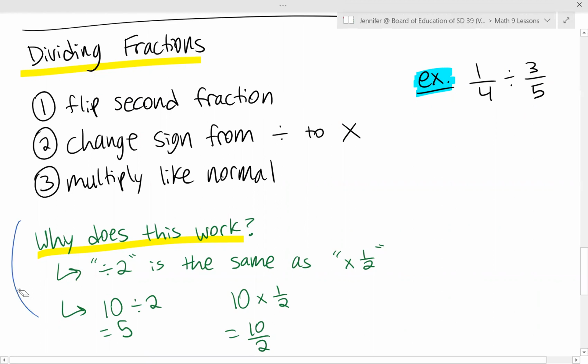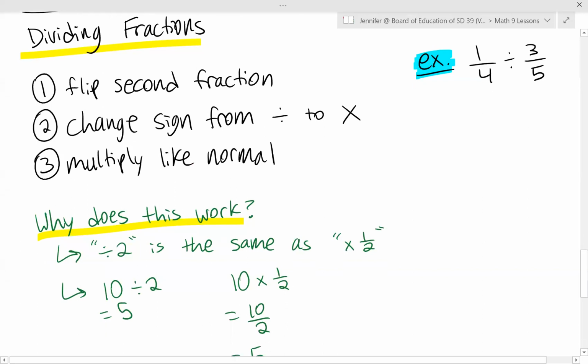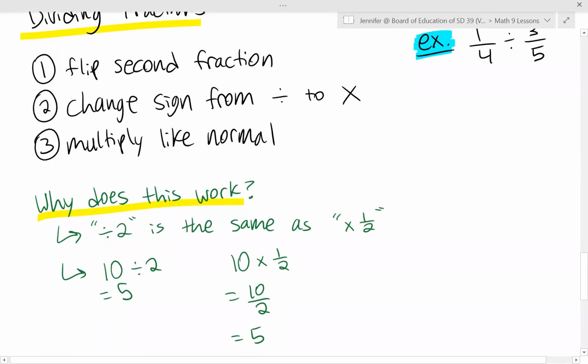And why does this work? Well, dividing by 2 is actually the same as multiplying by 1/2. We tested this out. If we took 10 divided by 2, that gives us 5. And 10 times 1/2 gives us 10 over 2, which also gives us 5.